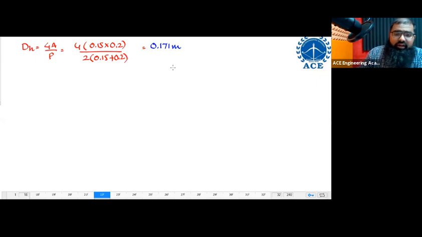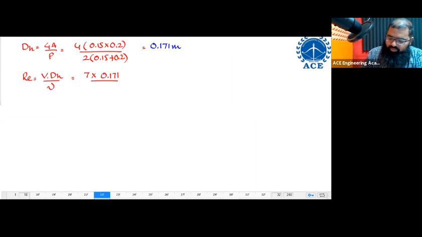Yes. After D hydraulic, what is our next task? After D hydraulic our next task is to identify the value of Reynolds number. Reynolds number I can write is equal to V into D hydraulic divided by nu. V is equal to how much? 7. D hydraulic is equal to 0.171. Nu over here is whatever value, 1.655 into 10 power of minus 5. You check this, get me the value of Reynolds number quickly. Reynolds number please. I'm looking for Reynolds number now.